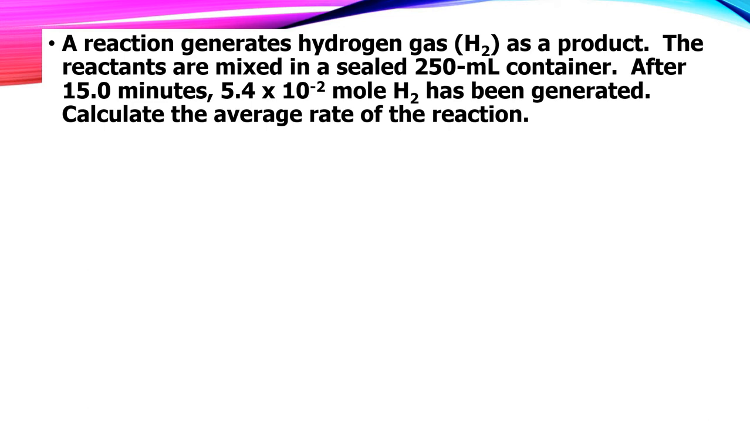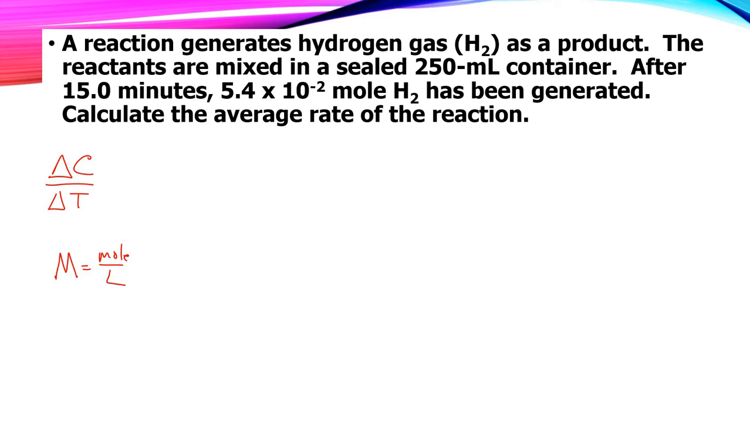Okay, so a reaction generates hydrogen gas as a product. Reactants are mixed and sealed in a 250 milliliter container. After that many minutes, this many moles have been generated. Okay, concentration. What is concentration? I'm just doing C for concentration over delta T. How do I find concentration here? It's got to be in molarity. So if you don't get it in molarity, you got to put it in molarity.